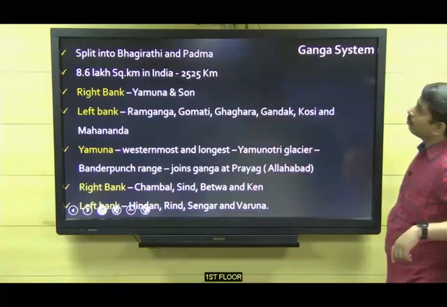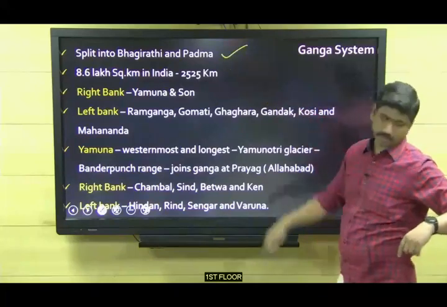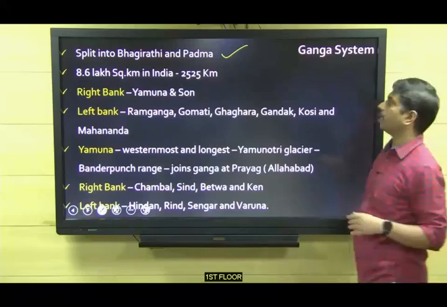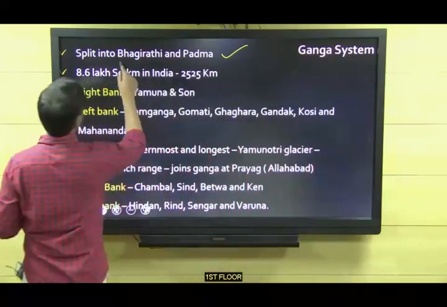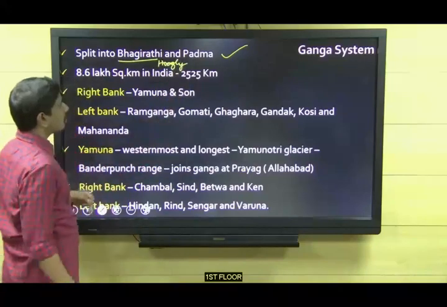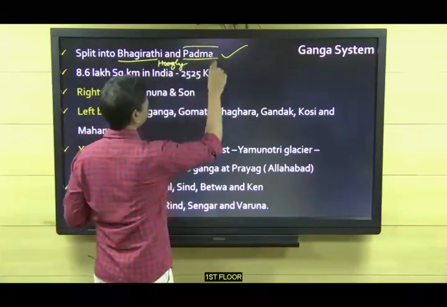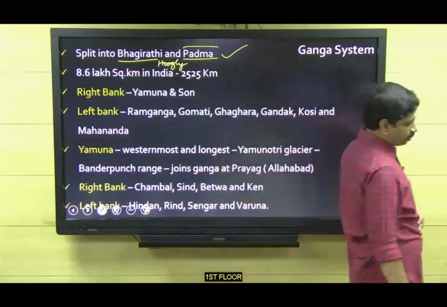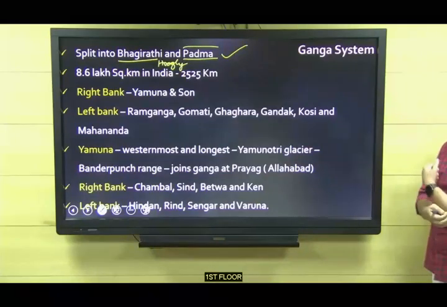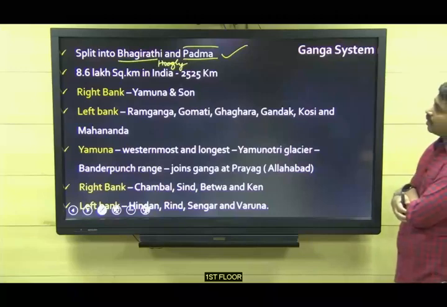It splits into Bhagirathi and Padma. Bhagirathi is also known as Hooghly, which flows through Kolkata, very near to Kolkata. This river is also known as Hooghly river. Padma enters into Bangladesh. And then Padma and Jamuna join there in Bangladesh. That we will see a little bit later. Okay. Padma enters into Bangladesh.